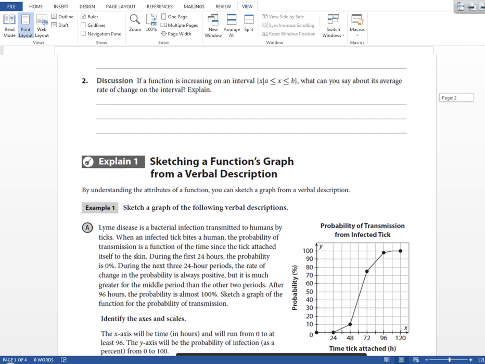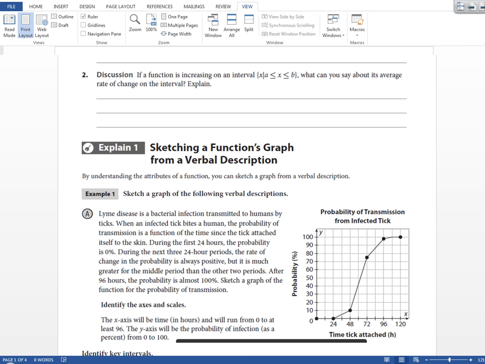Okay, look at this second discussion point right here. If a function is increasing on an interval, what can you say about its average rate of change on the interval? Now, that's not to say that it's increasing at the same rate, right? But if it's increasing on an interval, what do you know is definitely going to be true about its average rate of change? It's going to be positive, yeah.